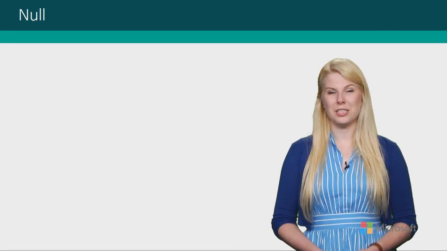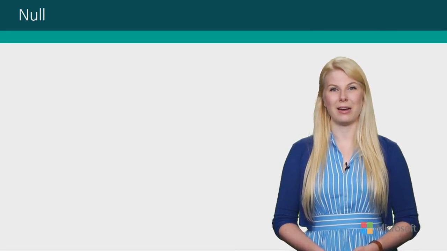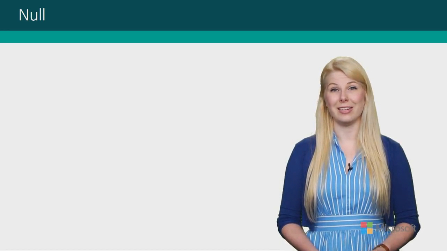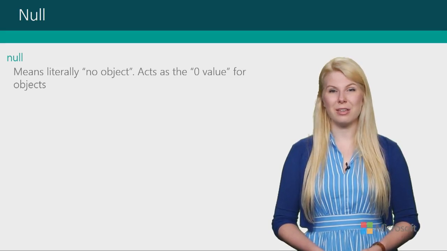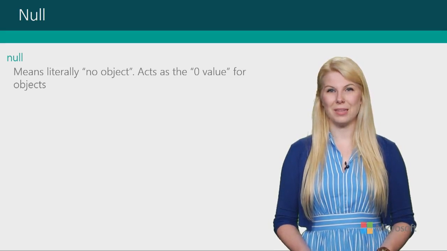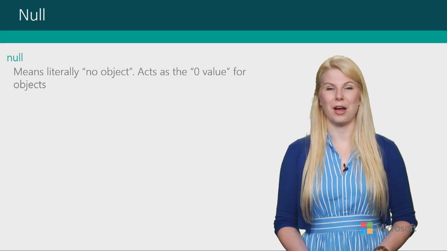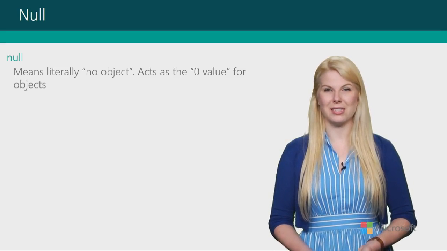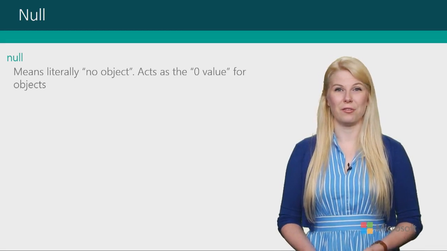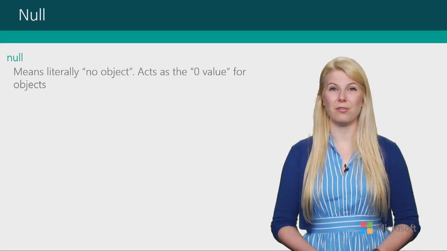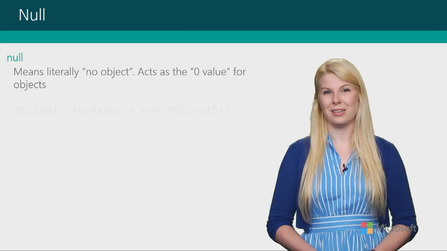Before we get too much deeper into objects, there's one thing we need to talk about, and that's the special keyword called null. Null is just a word that literally means no object. Essentially, it's the zero value for an object. Just like 0 is the zero value for int, or 0.0 is the zero value for double, null is the zero value for all different types of objects.